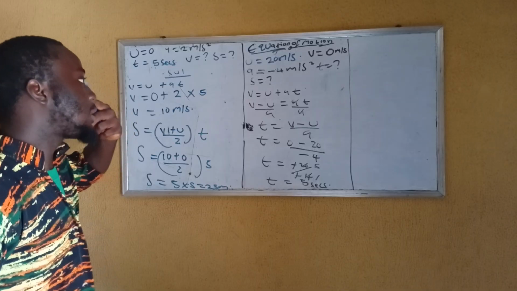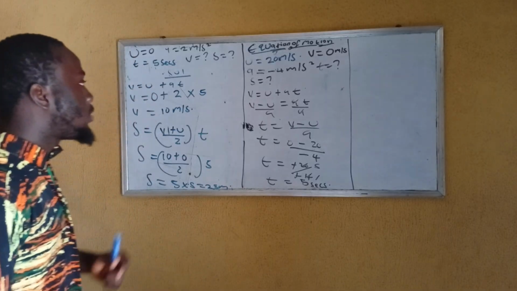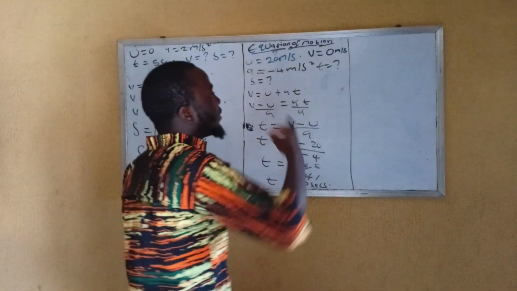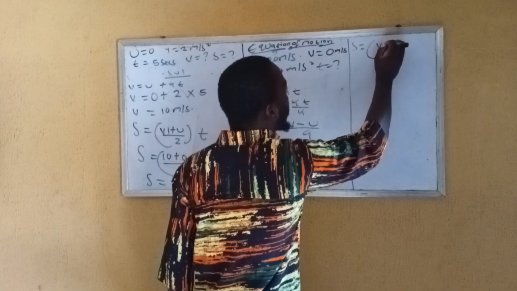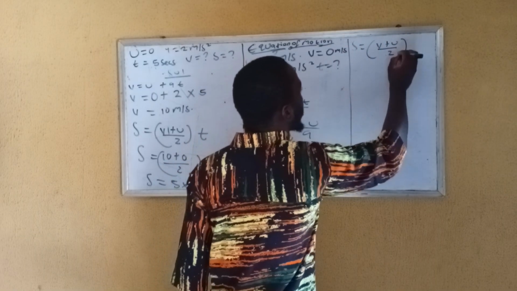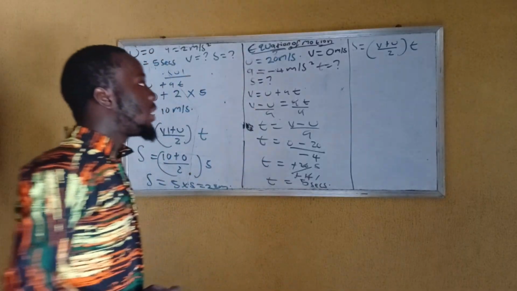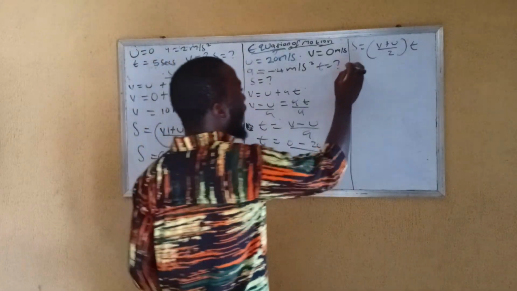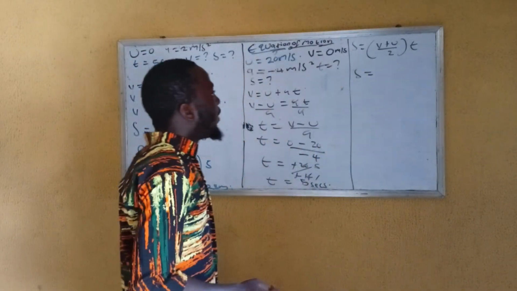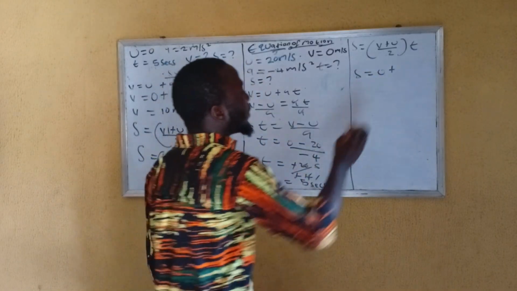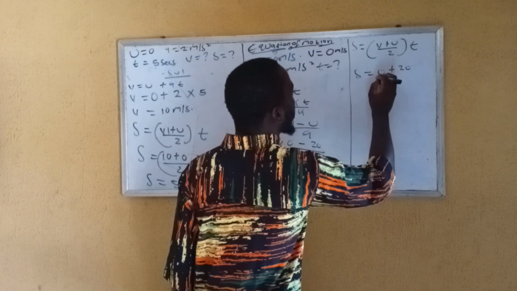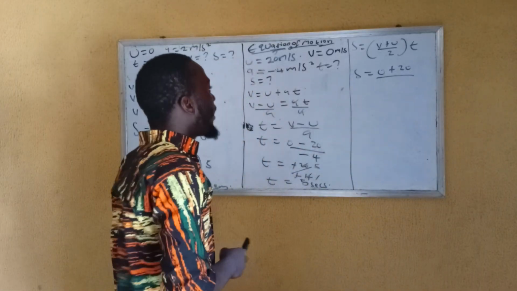And you have to find s again. You can easily use s. Which formula should we use for s? Let's use s is equal to v plus u over 2, everything multiplied by t. So we have s will be equal to our v, 0, plus our u, 20 meters per second, over 2.